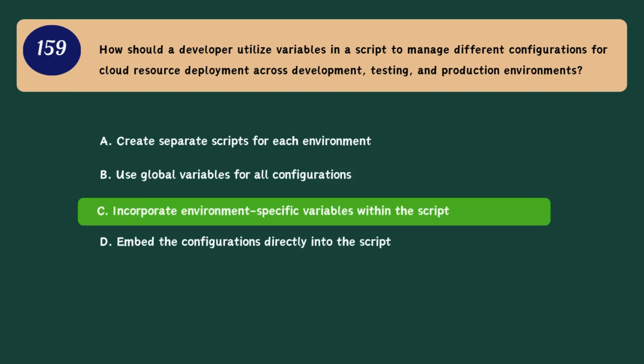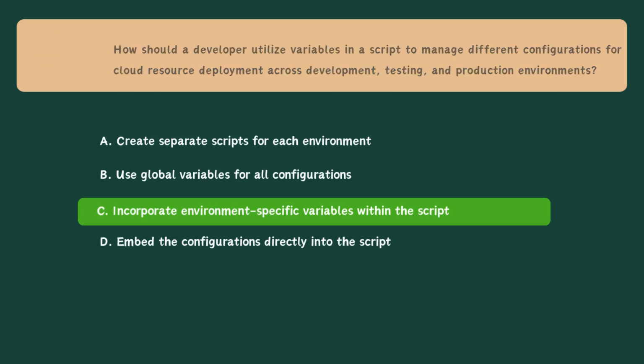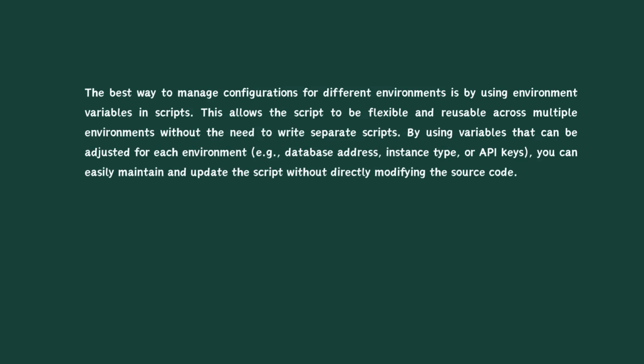Correct answer. C. Incorporate environment-specific variables within the script. The best way to manage configurations for different environments is by using environment variables in scripts. This allows the script to be flexible and reusable across multiple environments without the need to write separate scripts. By using variables that can be adjusted for each environment, e.g., database address, instance type, or API keys, you can easily maintain and update the script without directly modifying the source code.